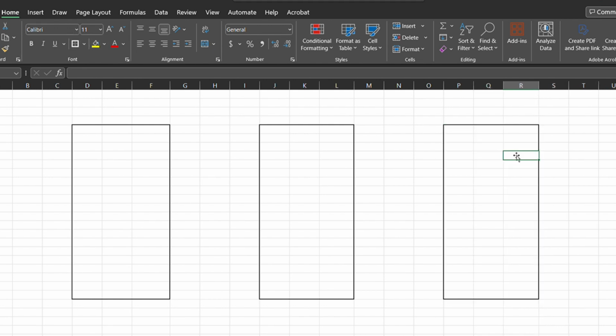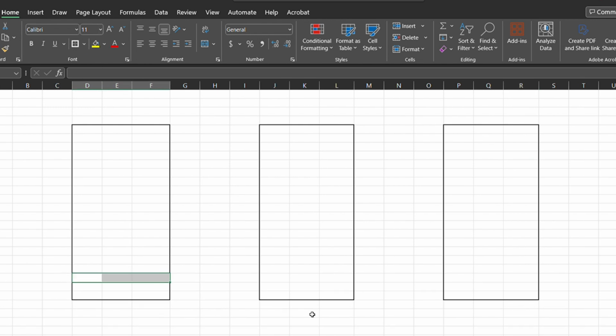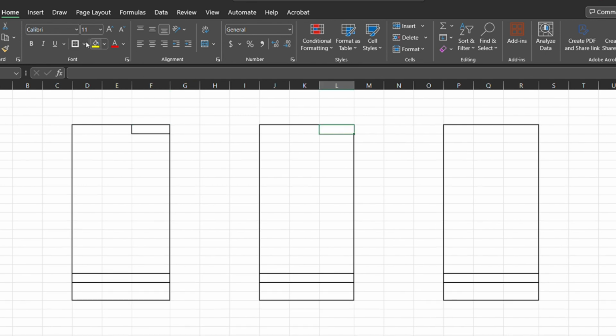Okay, then I'm going to make a line here just for visuals, like that. So go across and go across. Okay, then this column, I want to be my total, so I'm going to do a thick outside border. Do it again there, and do it again there.